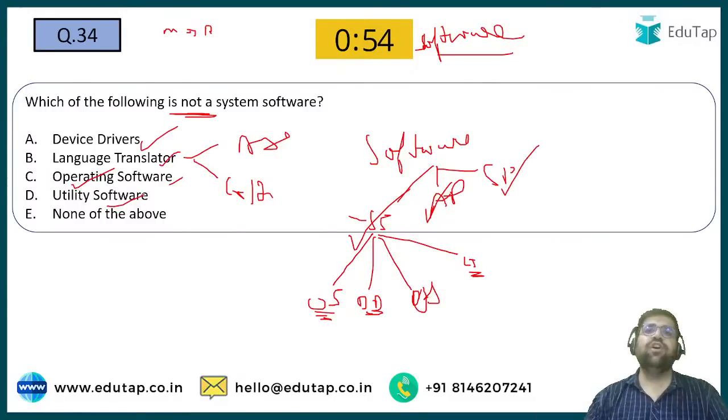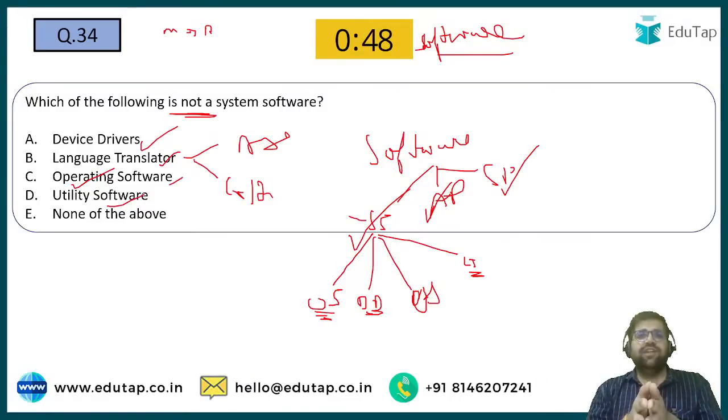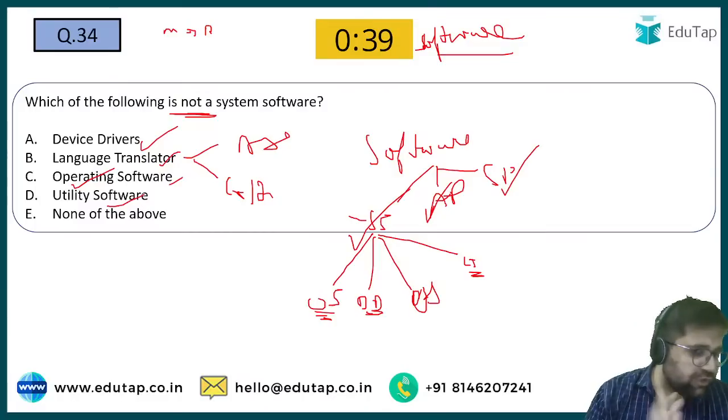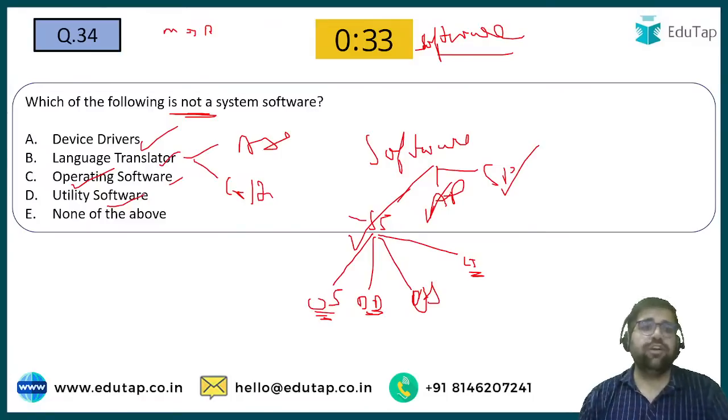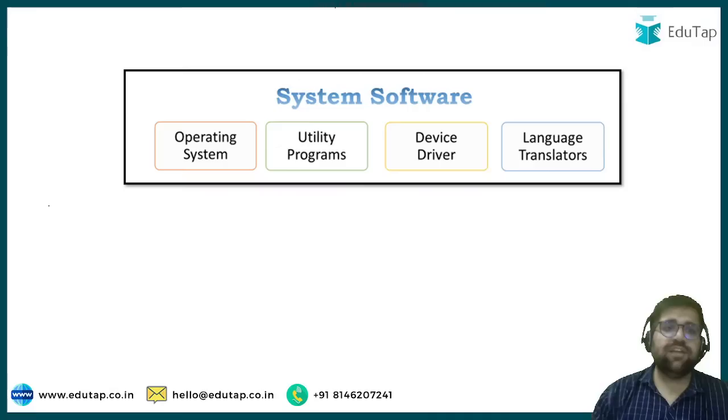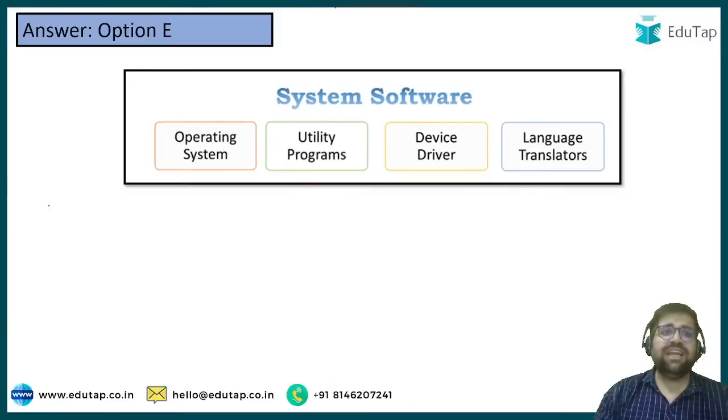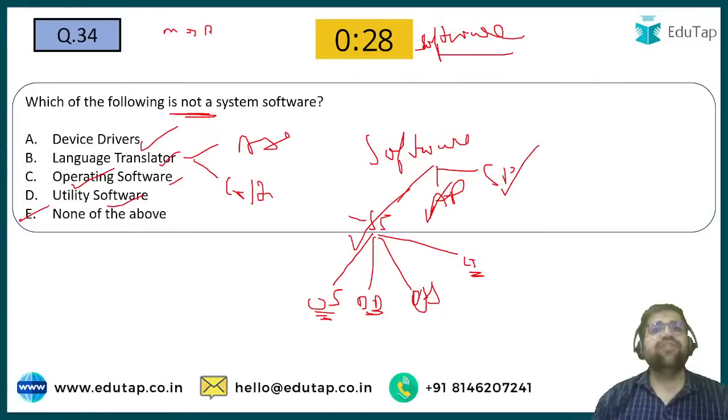Utility software means different types of other software, like for example, disk compression, reducing the size of disk. Then we also have antivirus. What is antivirus? It is a kind of utility which you are taking. So you have to remember that there are different types of system software, and each plays its important role. Therefore, the answer will be option E. Why option E? Because all of them are a part of system software.